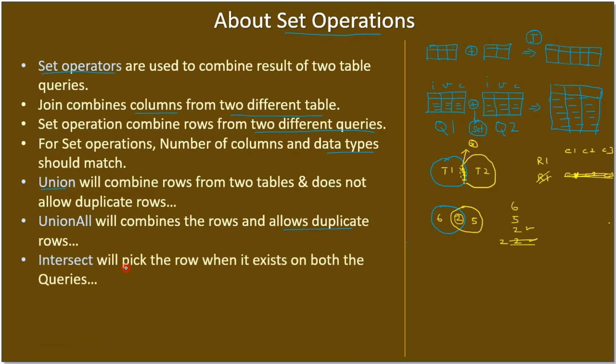So intersect will pick the rows when they exist on both the queries or both the result sets. So let's state that this is result set 1 or query 1, and this will be query 2, and there are some records common, only those will get picked. So if here we are talking about 2, right, only those 2 rows will be picked. So intersect will pick the row when it exists on both the queries.